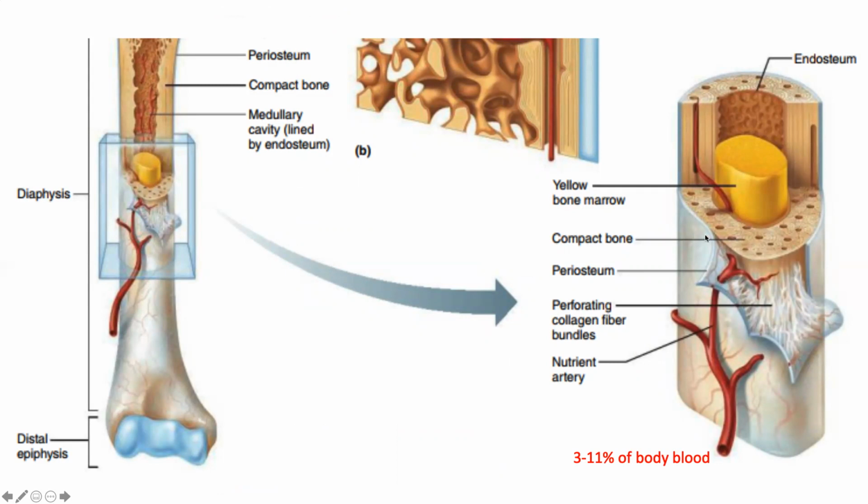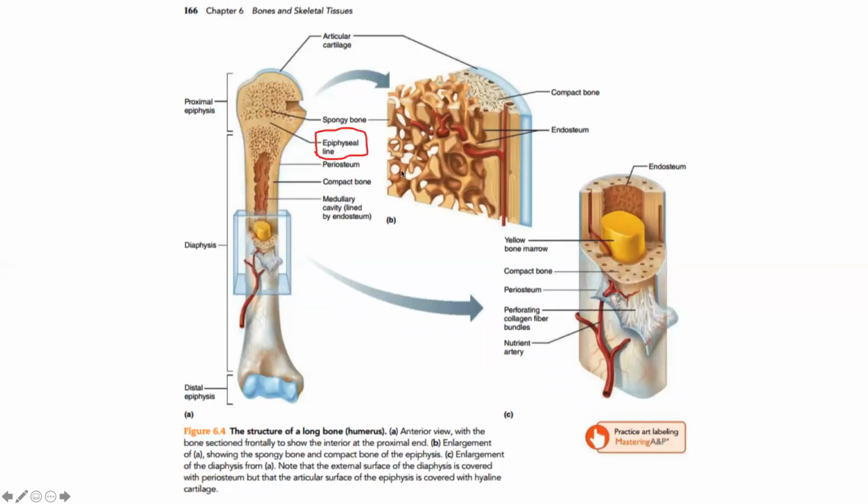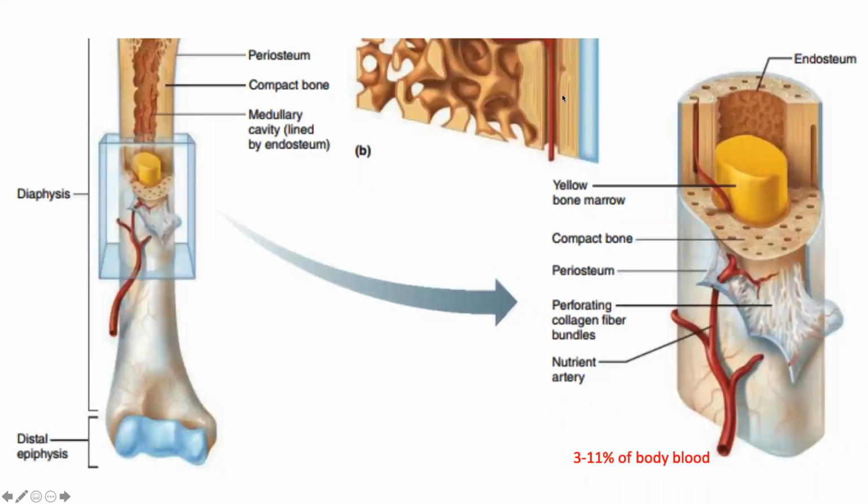Of course, in the diaphyseal region, we only have compact bone, but in the metaphyseal and epiphyseal region, the compact bones inside become spongy bone. And the bones are richly supplied with blood, and at any time, 3 to 11% of the body's blood is in the bone.